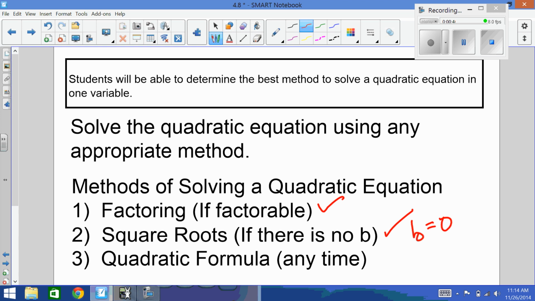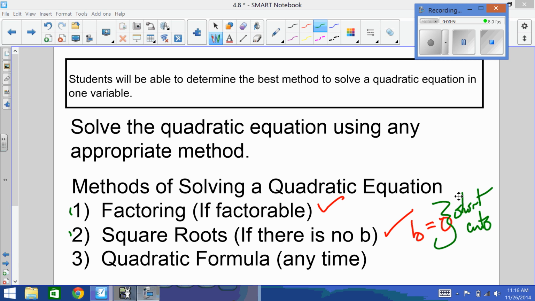Really, the first method and the second method are shortcuts. Factoring and square root methods are shortcuts. All right, so let's look at the next problem.